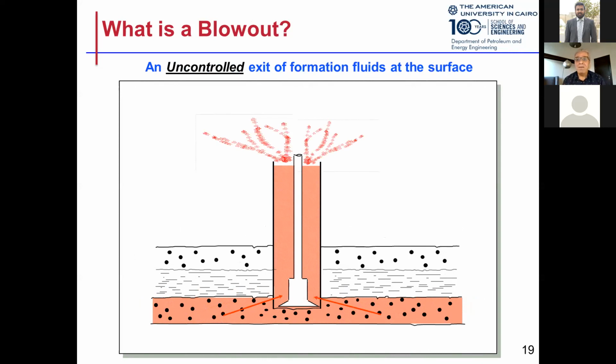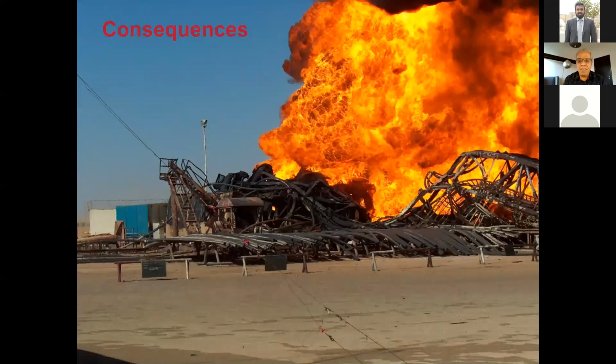then of course we have oil and we have oxygen there. If there is electricity or an ignition point, then this will result in a fire. And this is one example here. I believe this is from Algeria, as a consequence of drilling underbalanced without having well control.